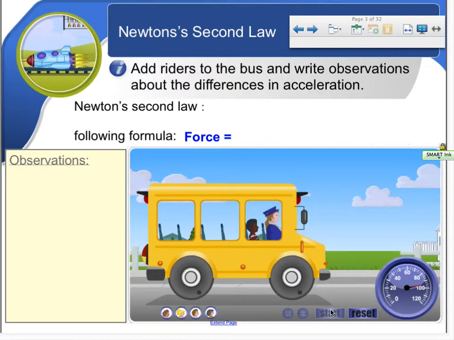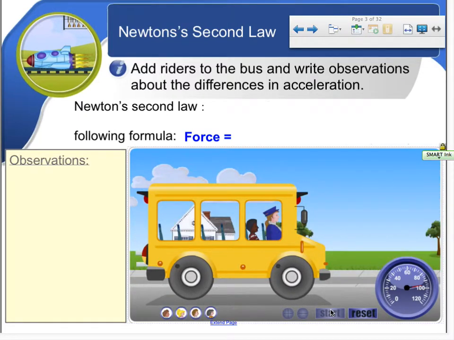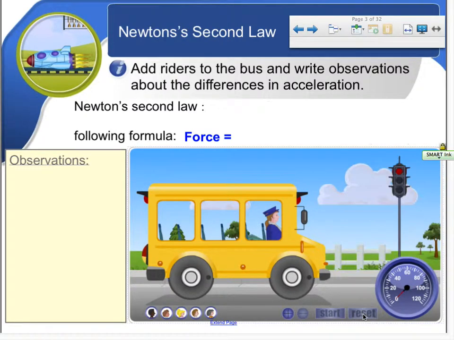Now, we have to stop for a second. Hit reset. And then hit plus twice so we can add two people on there. Go ahead.